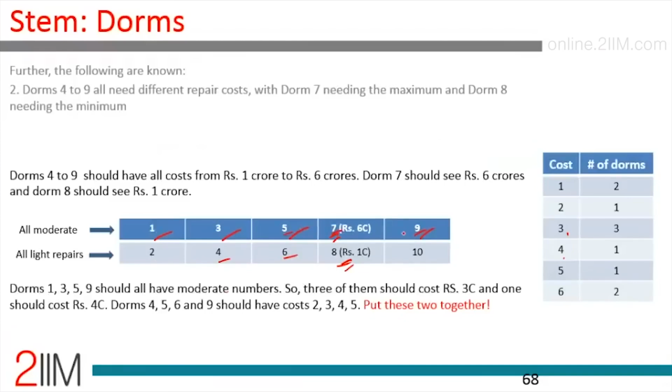1, 3, 5, 9 are all moderate. Moderate cost could be only 3 or 4, but they're all different. 5 and 9 are different. That means 5 and 9 should be 3 and 4 in some order. One of them should be 3, the other should be 4. Forget 5 and 9. What can you say about 1 and 3?